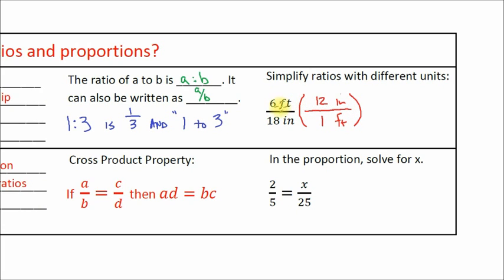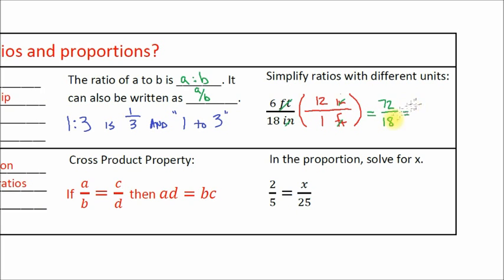But think about this now. If feet are on top and feet are on bottom, we can cancel that. And if inches are on top and inches are on bottom, we can cancel that. And now we basically can just multiply the numbers because the units are gone. 6 times 12 is 72. 18 times 1 is 18.